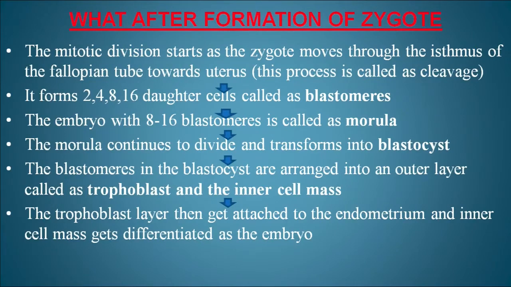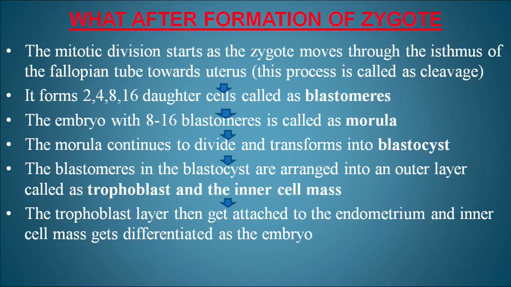Now, what after formation of the zygote? What are the events after the formation of the zygote? The mitotic division starts as the zygote moves through the isthmus of the fallopian tube towards the uterus, and this division is called cleavage. It forms 2, 4, 8, 16 daughter cells, which are called blastomeres. The embryo with 8 to 16 blastomeres is called the morula. The morula continues to divide and transforms into the blastocyst.